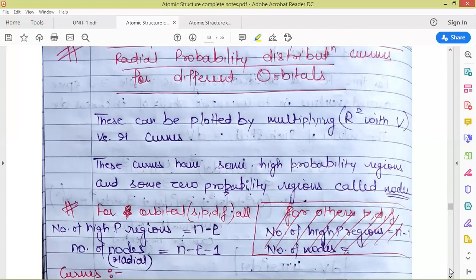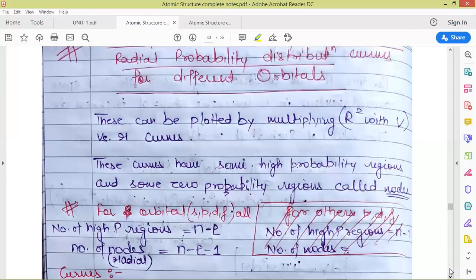Zero probability regions we have already defined are called nodes, and the formula for that is given by number of nodes, radial nodes we should say, because there are two types of nodes present in different orbitals, that is angular nodes and radial nodes. So the number of radial nodes is given by n minus l minus 1, and for the number of high probability regions, the formula is n minus l.